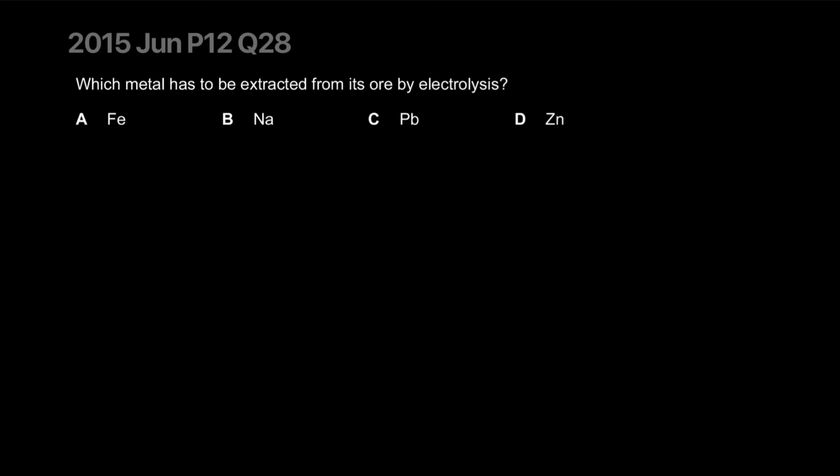Which metal has to be extracted from its ore by electrolysis? Now, the idea behind this is carbon. If a metal is more reactive than carbon, carbon cannot displace it. And if a metal is less reactive than carbon, such as, well, iron, right? Iron is indeed less reactive. So carbon can be used to displace it.